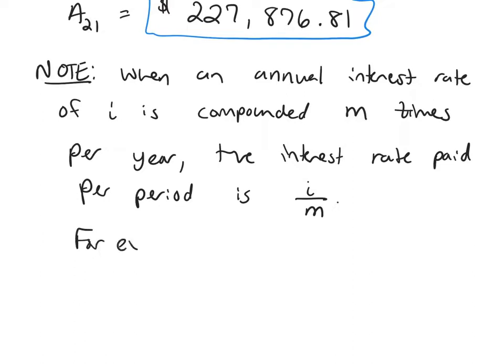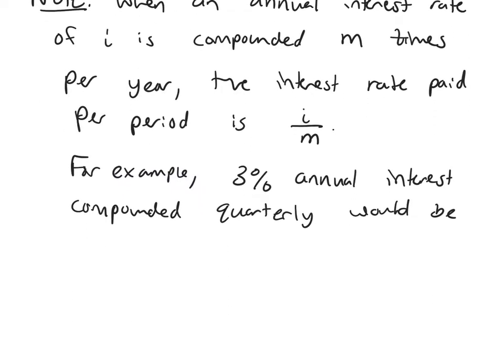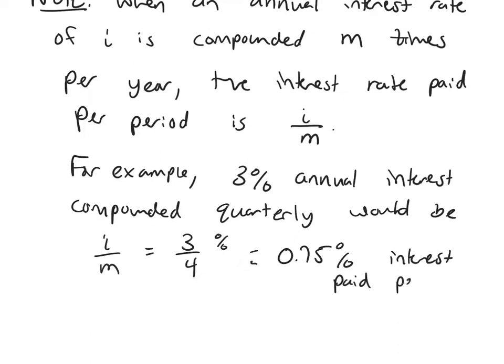So, for example, if we're looking at a 3% annual interest that's compounded quarterly, quarterly would be 4 times a year. So you would take the interest rate of 3% and divide it by 4 quarters. So you would get 0.75%, and that's how much interest is paid per quarter.